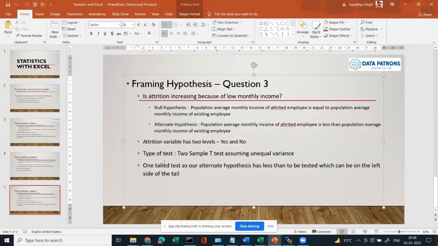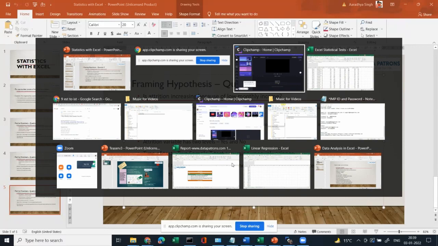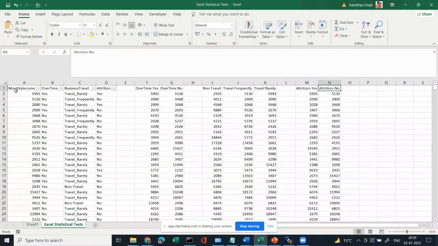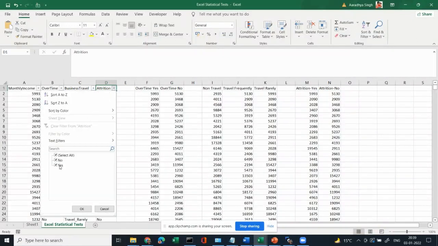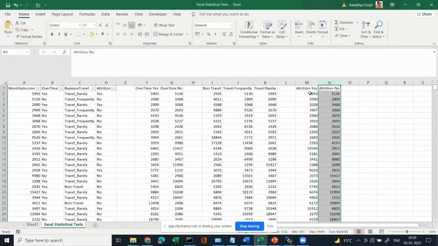Let us see how we can solve this question in Excel. So this is our data set: monthly income, overtime, business travel, attrition. These are the four variables. I have captured the samples for attrition yes and attrition no here, which is literally the monthly income for this group and monthly income for the attrition no group. And how I have captured it is in a similar way to how we captured it for overtime and business travel. So looking at the two levels, you can filter and select the monthly income and copy paste in these columns.